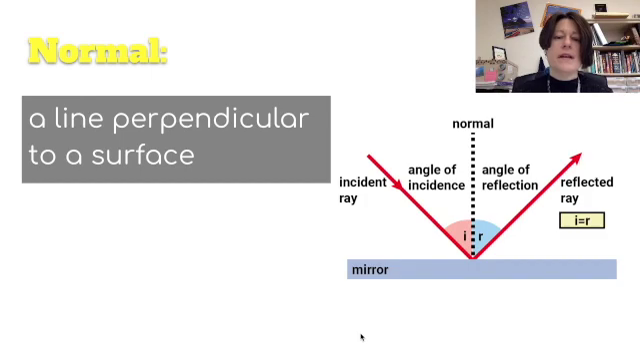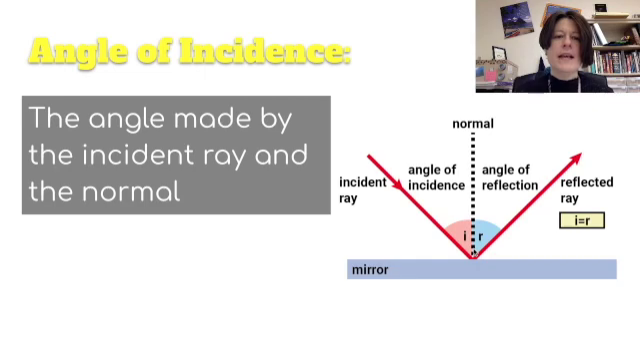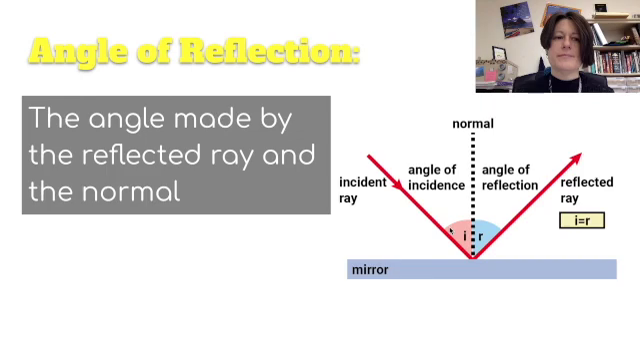Okay, so in this diagram, the normal is a line perpendicular to the surface. So this is the normal. And we have actually talked about the normal when we've been talking about our forces and everything. So that is the normal, this line here. Angle of incidence is the angle made by the incident ray and the normal. So this is the incident ray. This is the angle of incidence here, because here is our normal and there is that incident ray. So that is the angle of incidence.